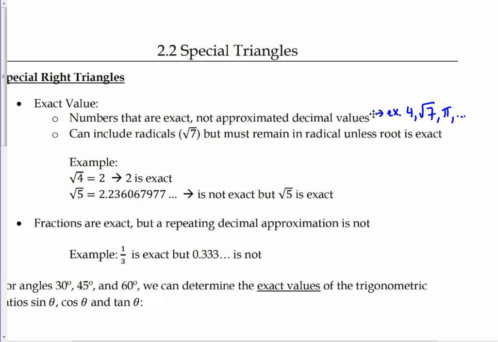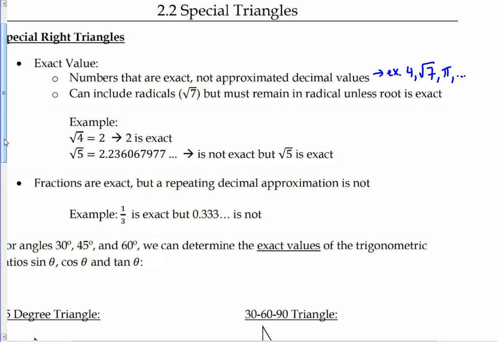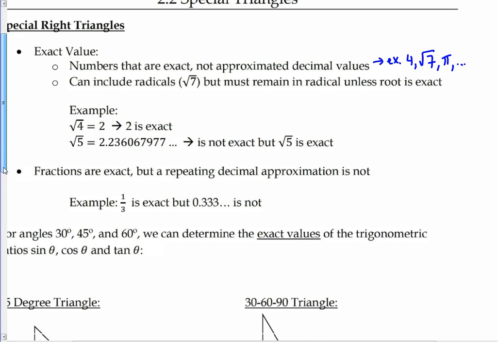If we just write the symbol pi, we're talking about it in its entirety, not writing just part of the decimal. So numbers that are exact, not approximated decimal values. So I already wrote root 7, look at that. Can include root 7 or radicals, but radicals must remain inside their radical to stay as an exact. If we can't square root it, we have to keep it that way. Okay. Fractions must always be reduced.